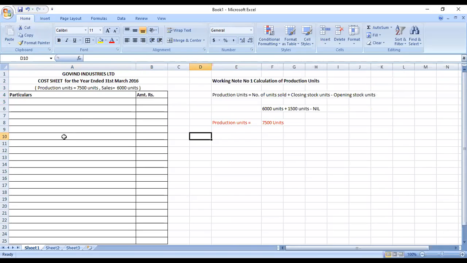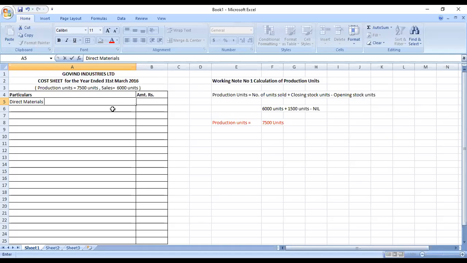Now, one by one, what is the first one? Always say, what is the first one? Direct material. The problem is divided into two parts. First, the financial information is given, and second, the part given for the costing. Now, in case of direct material costing, what is the first adjustment?